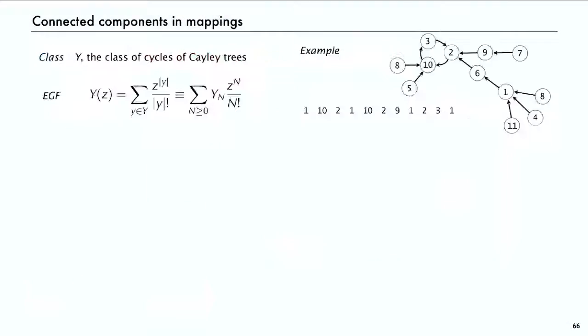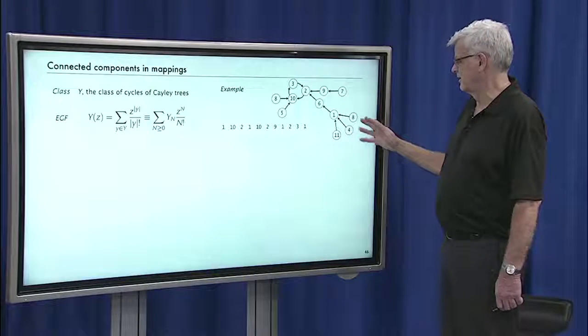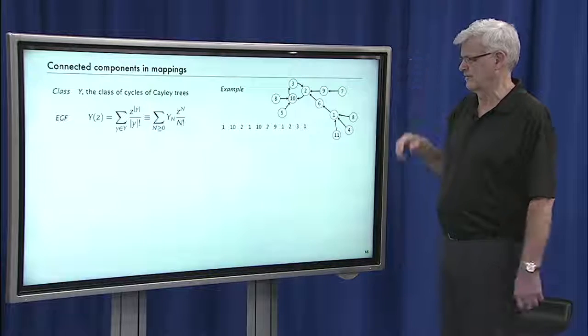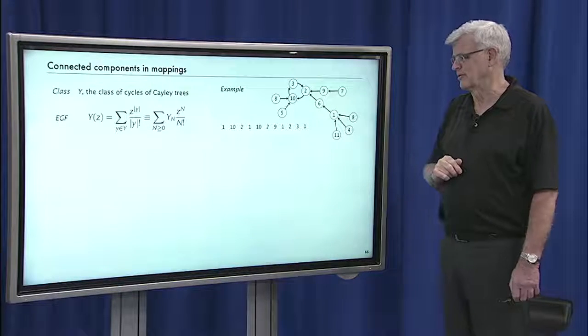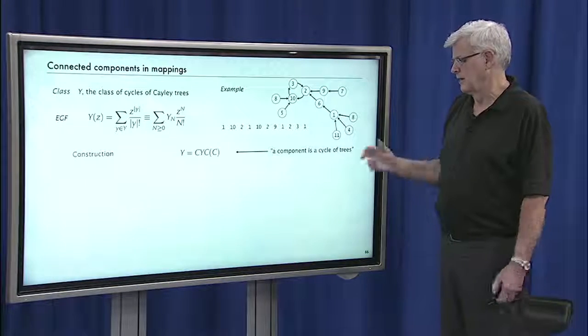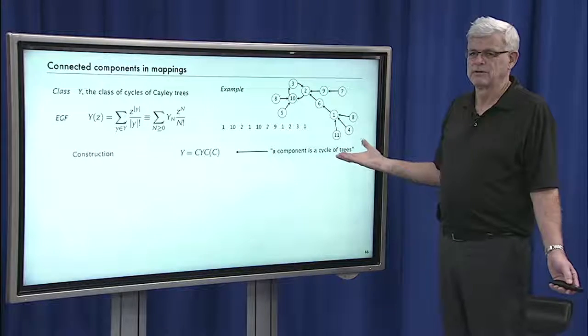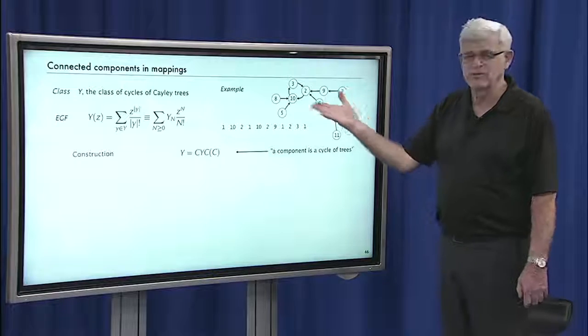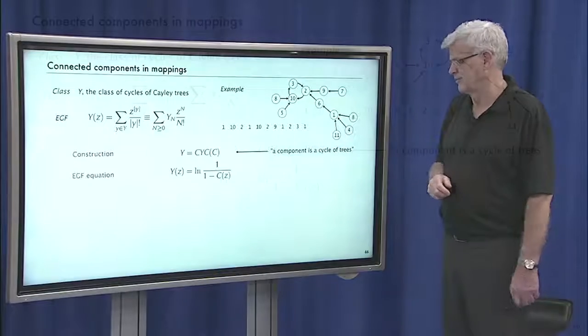And so let's look at it from the standpoint of analytic combinatorics. So here's a cycle of Cayley trees. You take a cycle and then take a Cayley tree going into any element on the cycle. That's just an example. It's a special case of a mapping. But the construction is simple. A component is a cycle of Cayley trees. And then the transfer to generating functions is simple.